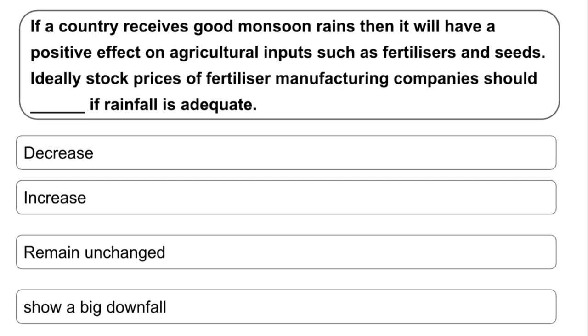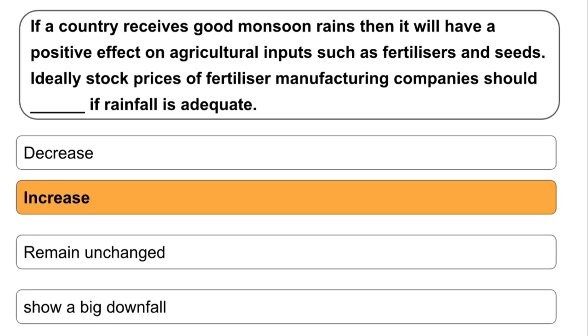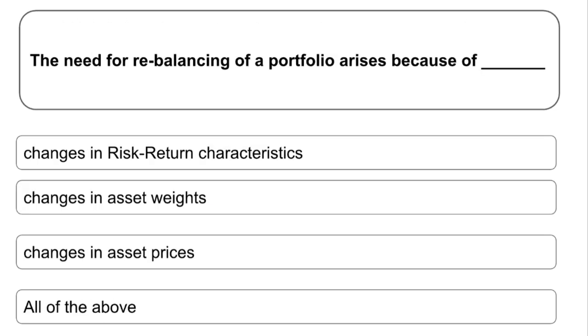If a country receives good monsoon rains, then it will have a positive effect in the agriculture inputs such as fertilizers and seeds. Ideally, stock prices of fertilizer manufacturing companies should dash if the rainfall is adequate. Options are A, decrease, B, increase, C, remain unchanged, D, show a big downfall. And the correct answer is it will increase. If you see, if the rains are good, then the farmers would be ready to put more fertilizers. So the prices of the fertilizers will rise up because of the demand rise. Going to the next question.